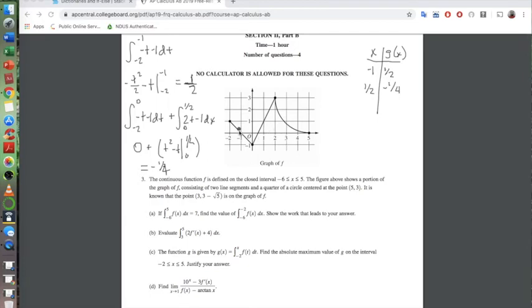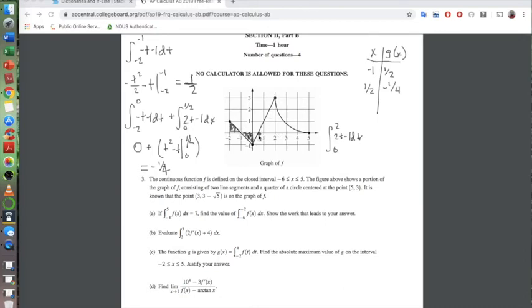Final part of our graph here is the area under the semicircle, the area under the quarter circle. And so we're going to just add to negative 1/4. We'll take the antiderivative from 0 to 2 of 2t minus 1 dt. Remember that the sum of this part here and this part here is equal to 0, so you don't have to worry about that part of the graph anymore.